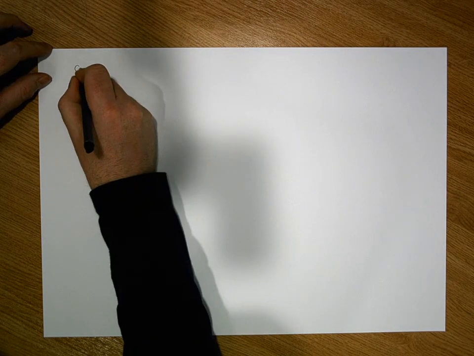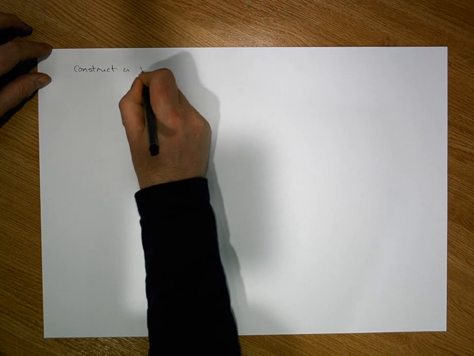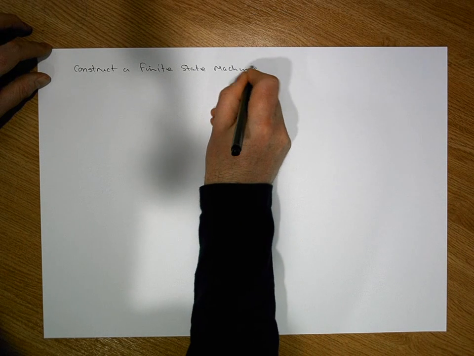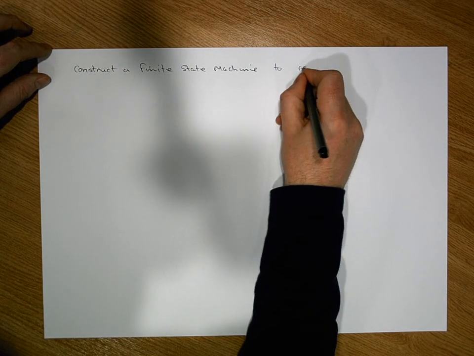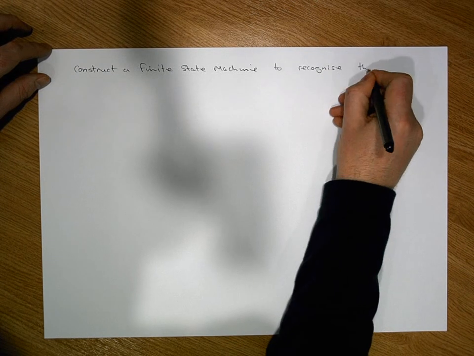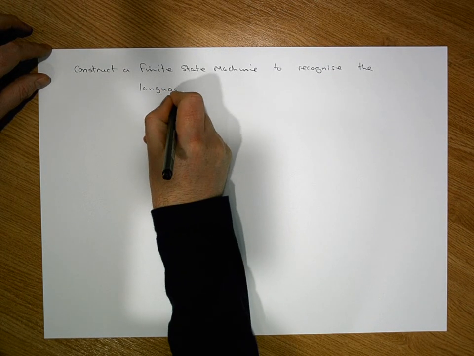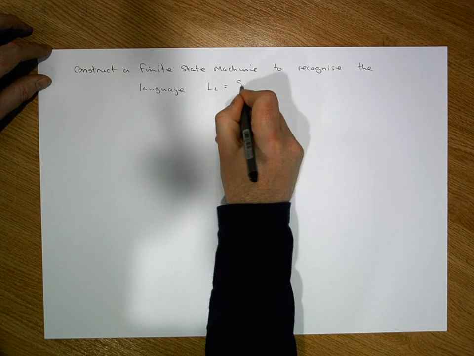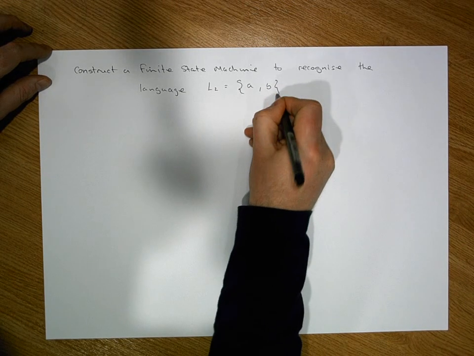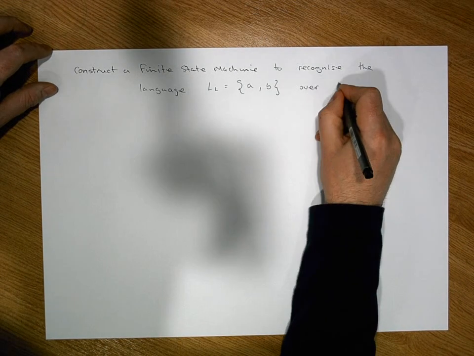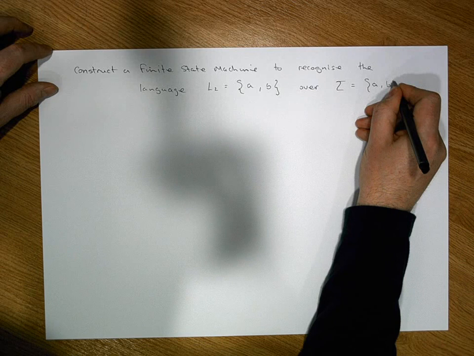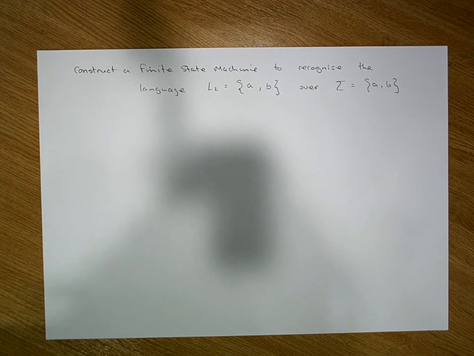This short video is going to consider finite state machines. It's the second video in this series, and what we're going to do is construct a finite state machine to recognize the language, let's say L2, L subscript 2, which is equal to the language that contains the words A and B. The language is defined over the alphabet that contains A's and B's.